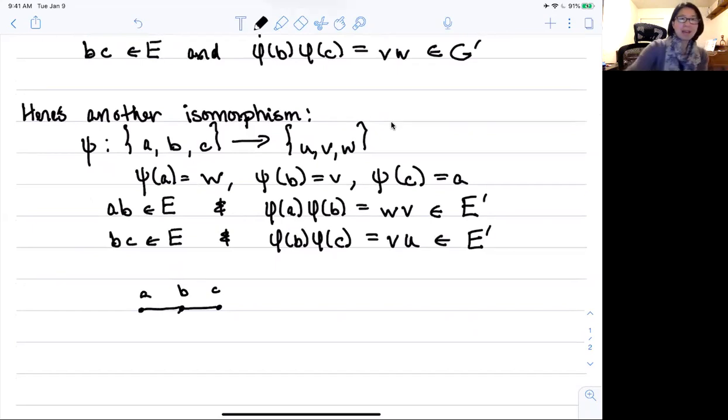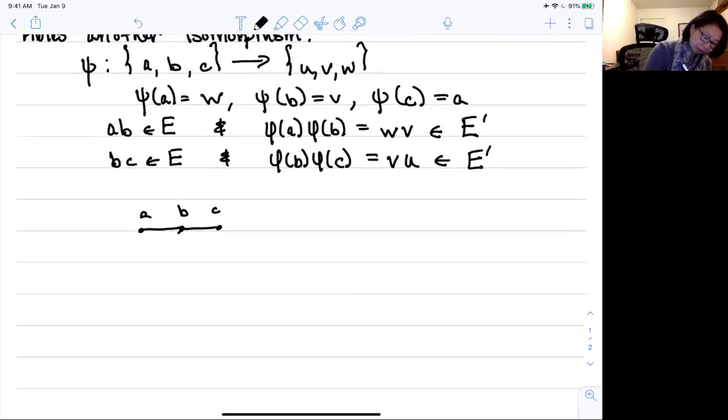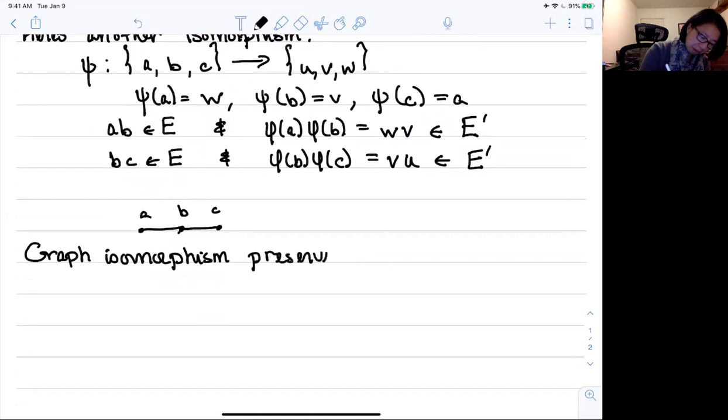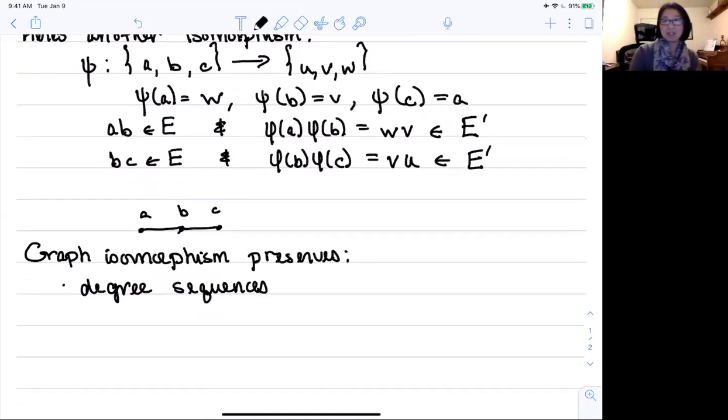Okay, so before we go back to the example that we started with, I just want to list off some things that are preserved. So graph isomorphism preserves what? It preserves degree sequences, right? Degrees of vertices.